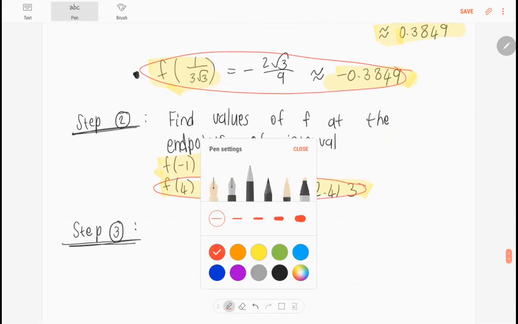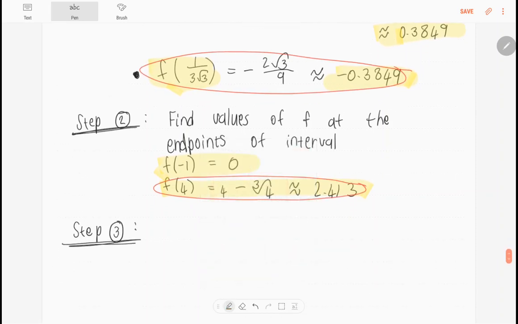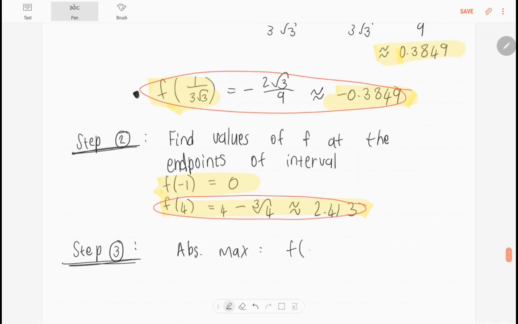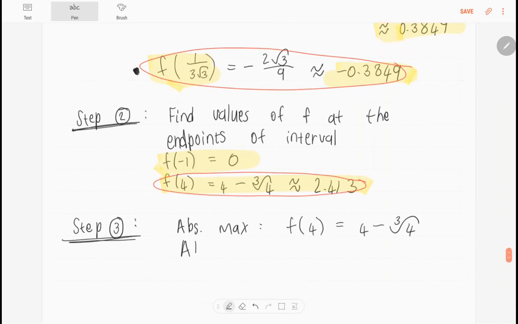So we can say now that our absolute maximum is going to be f at 4, which is 4 minus the cube root of 4, and our absolute minimum is going to be f at 1 over 3 root 3, which is the same as f of root 3 over 9, which is minus 2 root 3 over 9.